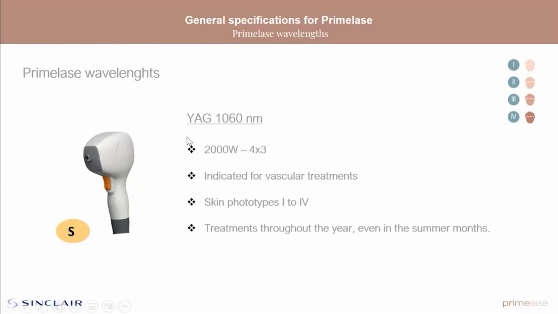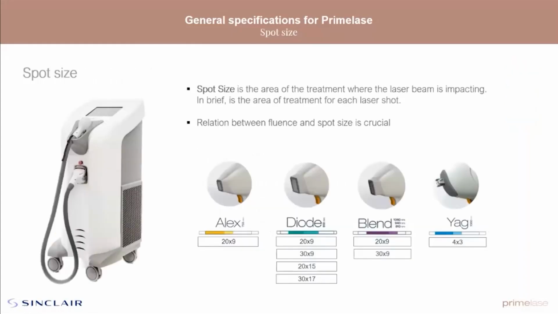And the last one is called YAG. It's the 1060 nanometer wavelength. And the spot that this wavelength is using is the 4 by 3. So you will see that it's a really, really small spot size, which is focused only on treating vascular lesions. And the phototypes allowed to be treated for this kind of lesions are from 1 to 4. So we have a specific wavelength acting on blood with a really small spot size focused only on vascular lesions.